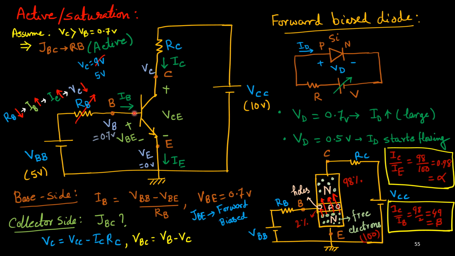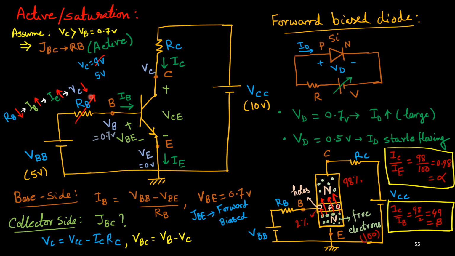Because this is P type and this is N type, the P type should be connected to the more positive and the N type to the negative terminal; then only it is forward biased. As VC is more than VB, obviously the base collector junction is reverse biased. So still it is in the active region. It's still reverse biased. Now if you reduce this resistance further, what will happen?